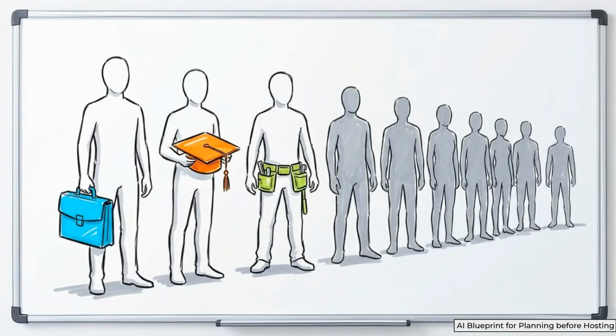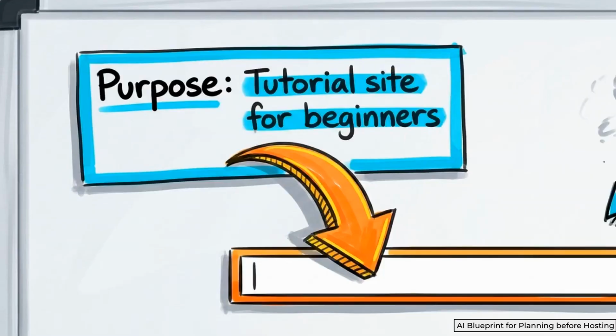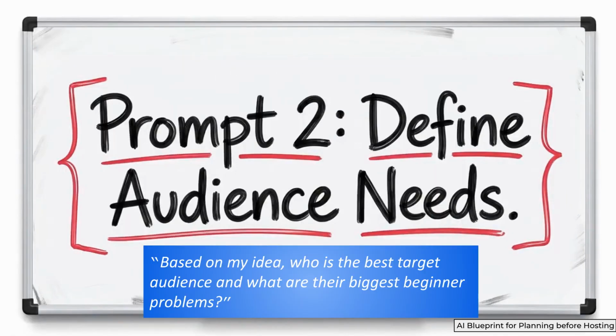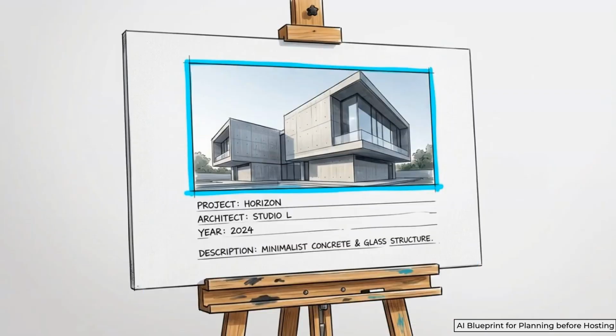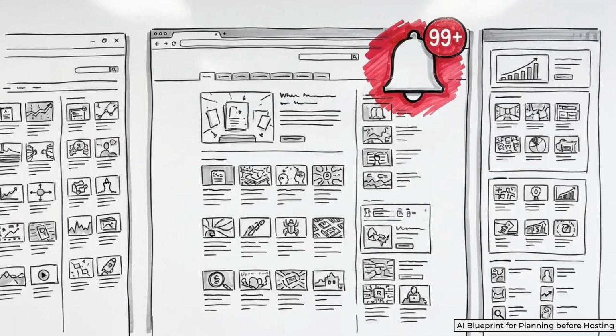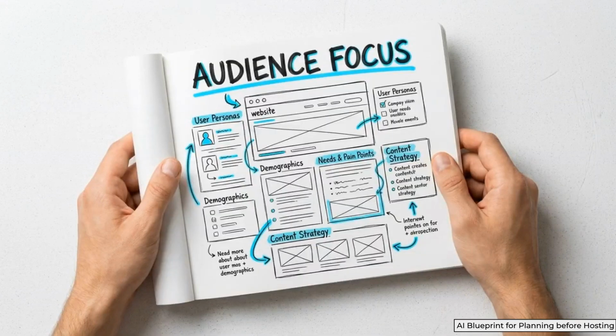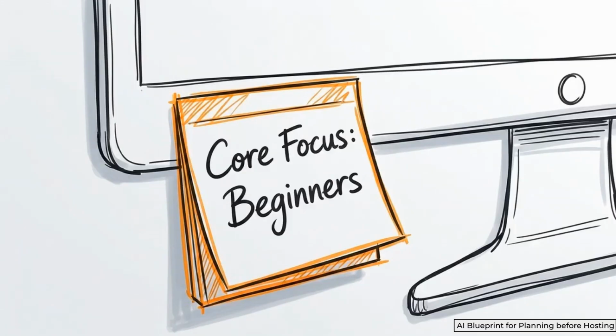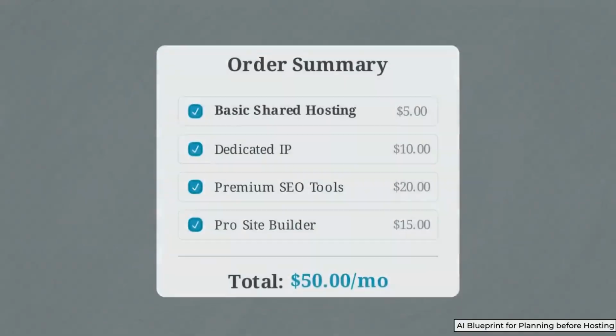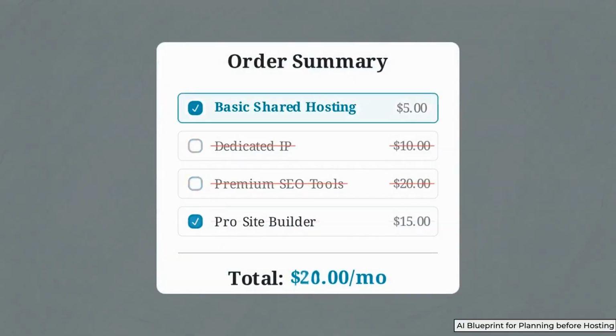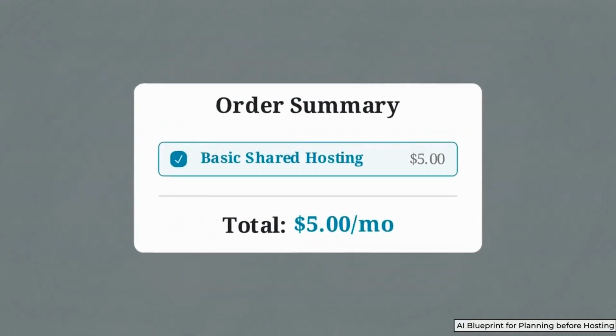Next, we need to know who is going to read it. Feed the AI your new purpose statement and use this second prompt. Based on my idea, who is the best target audience and what are their biggest beginner problems? A simple portfolio meant for a dozen local clients requires a completely different tone, structure, and feature set than a content-heavy blog meant for thousands of students. Knowing your audience dictates what you actually need to build. Establishing this strict purpose and audience acts as an anchor. It keeps you focused and prevents you from adding expensive, unnecessary features later on.